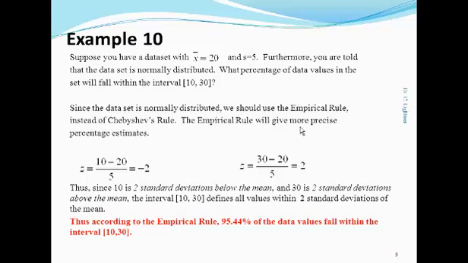We have to start by determining the z-score interval which the data values 10 to 30 describe. When we compute the z-score for the number 10, we obtain a z-score of -2. When we compute the z-score for the data value 30, we obtain a z-score of +2. Therefore, the interval 10 to 30 defines all data values that fall within 2 standard deviations of the mean. According to the empirical rule, 95.44% of the data values in a normally distributed data set will fall within 2 standard deviations of the mean. Or in our case, 95.44% of the data values in this data set will fall within the interval 10 and 30.